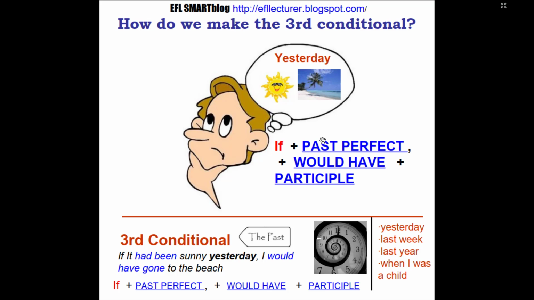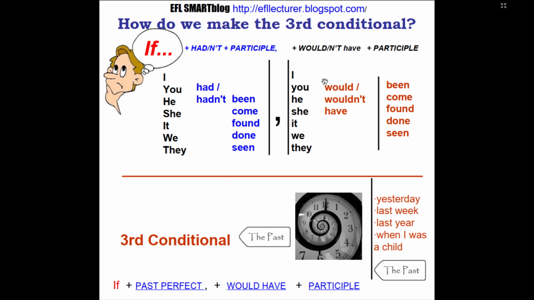Let's continue. How do we make the negative third conditional? Well, pretty simple. If we respect the rules of the past perfect, you will realize that the auxiliary verb contains the negative part, and then the past participle verb will remain the same. After the comma we will have the auxiliary verb would or wouldn't, and there is no other chance that you change this auxiliary verb. So it'll always be have plus the past participle of the verb.